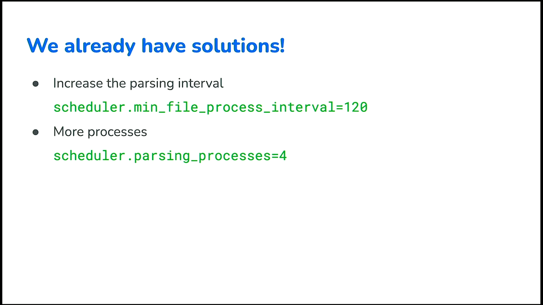If you do that, there are drawbacks. The first drawback of increasing the parsing interval is that your changes are going to take longer to appear. The drawback of having more processes is that you need a beefier server. If you just give 10 processes on a server with two cores, it's not going to help much.